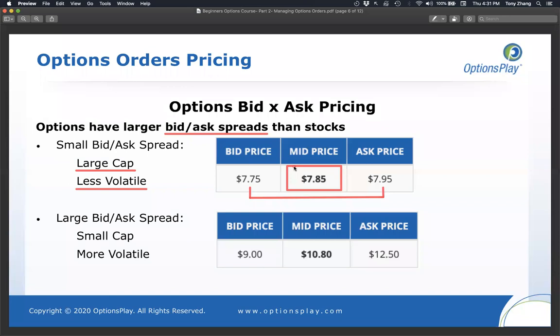Now, if you're looking at some small cap stocks, or stocks that are very volatile, think about stocks like maybe Spotify, that are smaller cap, or a bit more volatile, like Tesla, what you're going to see is a bid-ask spread that is substantially larger. So maybe in this particular case, you have a theoretical value of $10.80, but in order to buy it, you have to pay substantially greater than that. Here, $12.50 versus $9. So that's a spread of $3.50 versus 20 cents.